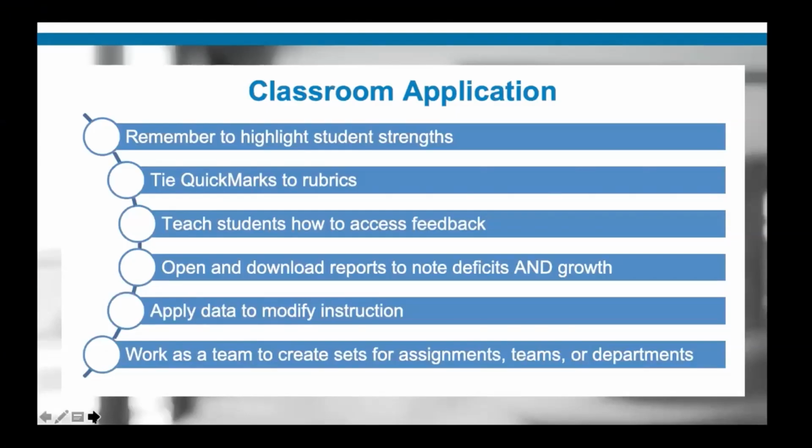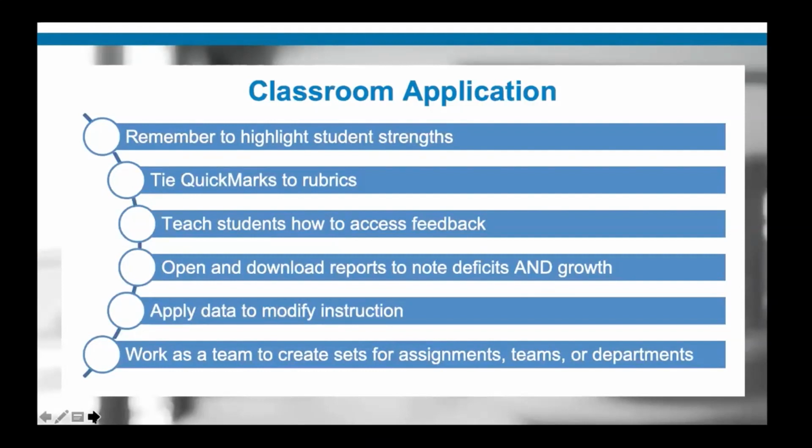So within the classroom application, remember to highlight your students' strengths. Don't just point out what they did wrong, remind them of what they're doing right so they can repeat that. And in doing so, tie those QuickMarks to rubrics. Super easy. Open that QuickMark, assign it to that criteria. Teach your students how to access this feedback. Don't let them just think that they need to read it say office hours. Have them click into it and open it up to read the additional information, because like Tracy showed you, there may be a link to additional resources in there.